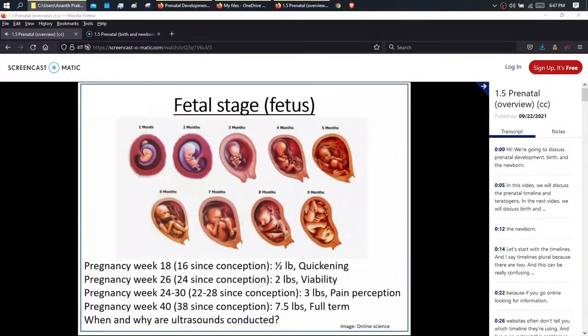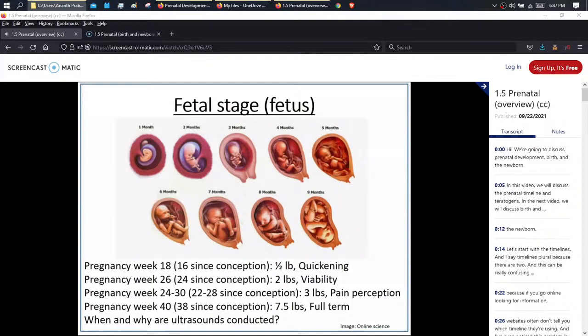Once organogenesis is complete, we move to the fetal stage, and we now call the organism a fetus. And here are a few highlights of that stage. So somewhere around pregnancy week 18, the fetus is about half a pound, and quickening happens. Quickening just means that somewhere in the late teens on the pregnancy timeline, the pregnant person is likely to notice the fetus moving around.